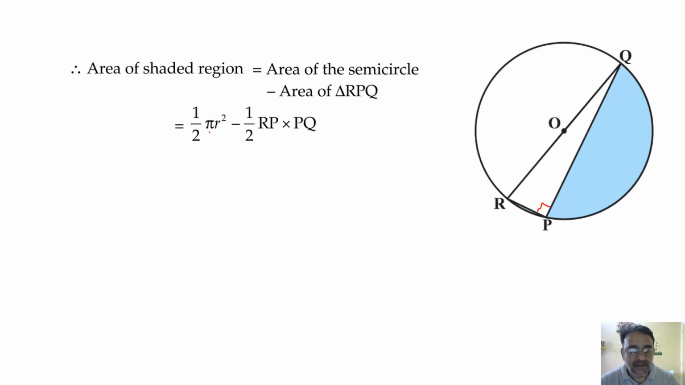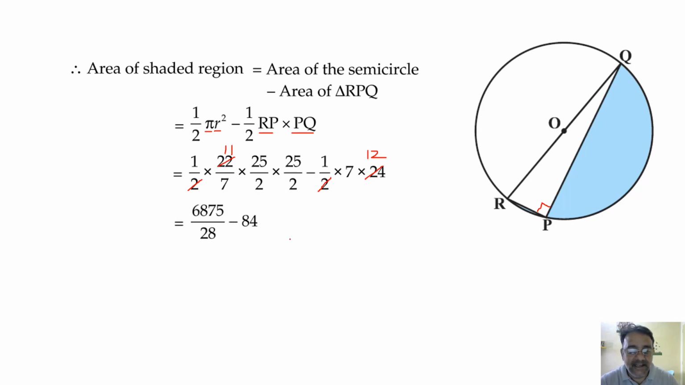So we'll substitute the value of pi 22 by 7, radius is 25 by 2, and RP we have 7 and this is 24. So this we can cancel 12, and here also we can cancel only this 2. सिर्फ एक ही कैंसिल हो रहा है. सो 11 इंटू 25 इंटू 25. So we are getting 6,875 upon 28 minus 84.